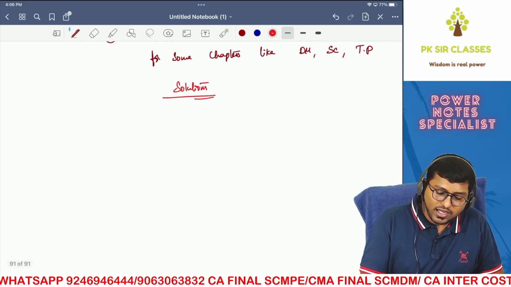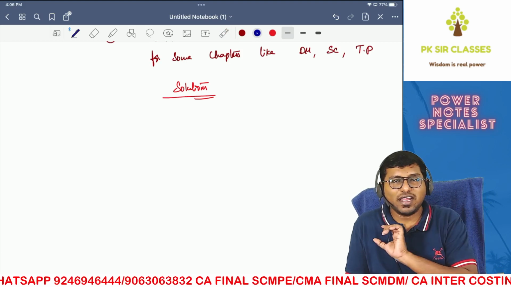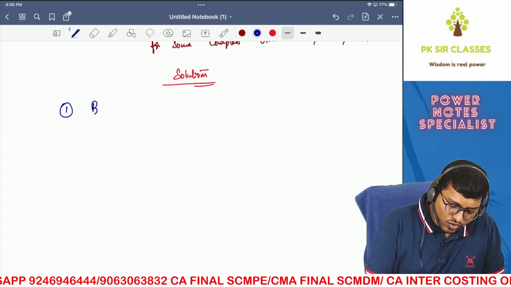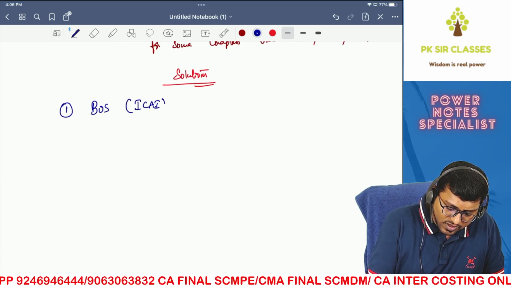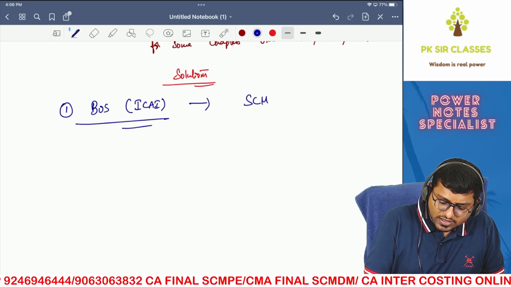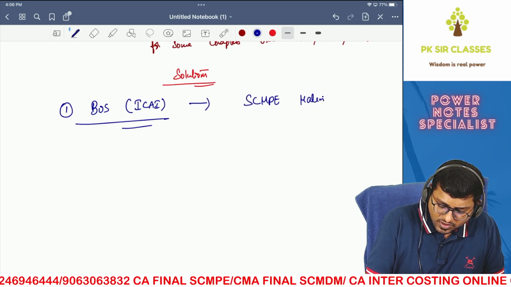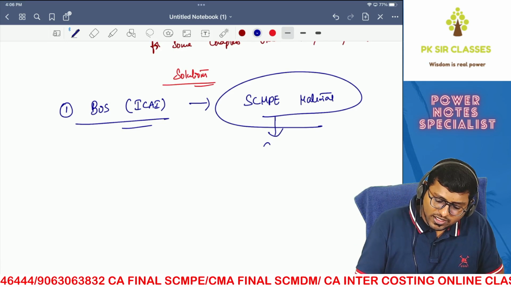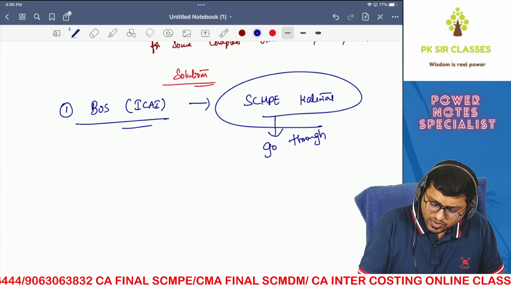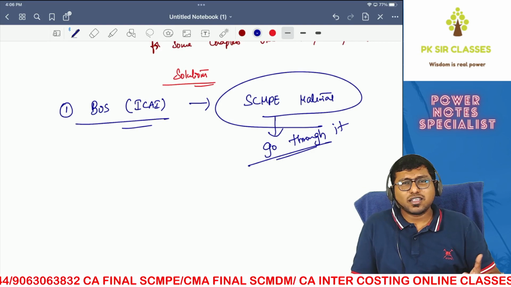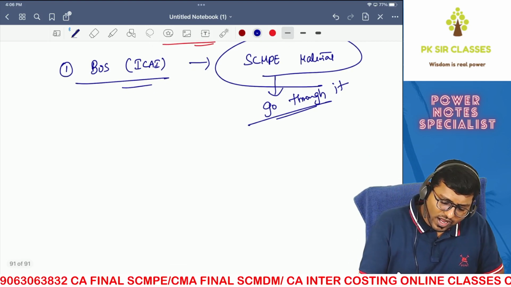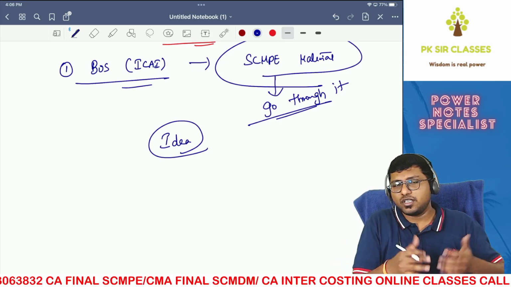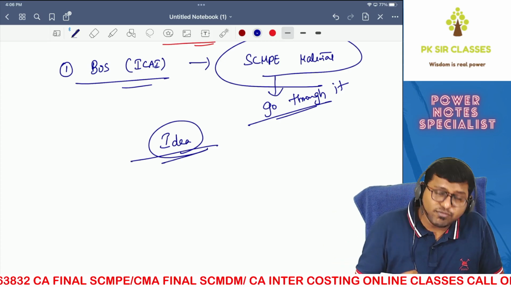What I can give you is a little bit of an idea of how to proceed. The first thing that you need to do is go to Board of Studies, ICAI. On that website, you'll find the SCMPE material. Download that material and just go through it once, for one day or 1.5 days. That's not a bad thing. Then you will have an idea, at least, rather than blindly trusting me or any of your friends or seniors, whoever it is. Then you'll have an idea for yourself.